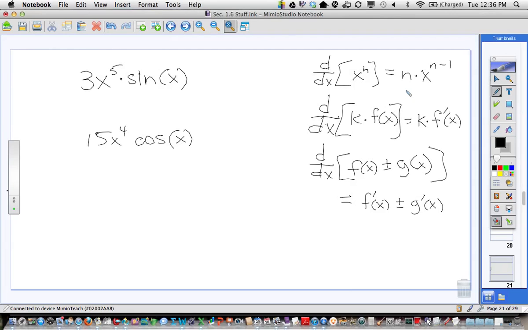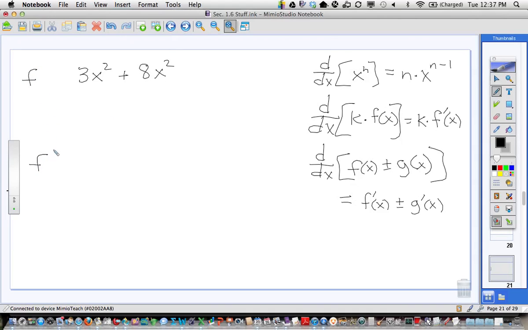Now, I can show you a quick example of why this doesn't work. All right, example. Let me show you why the plus one does work. So let's say I had two functions added together. Okay, there's two functions added together, right? 3x squared plus 8x squared. Now, okay, that's f. Now, let's talk about the derivative. Well, according to this rule, we should be able to do each individual derivative, right? So what's 3x squared? 6x. And what's 8x squared?